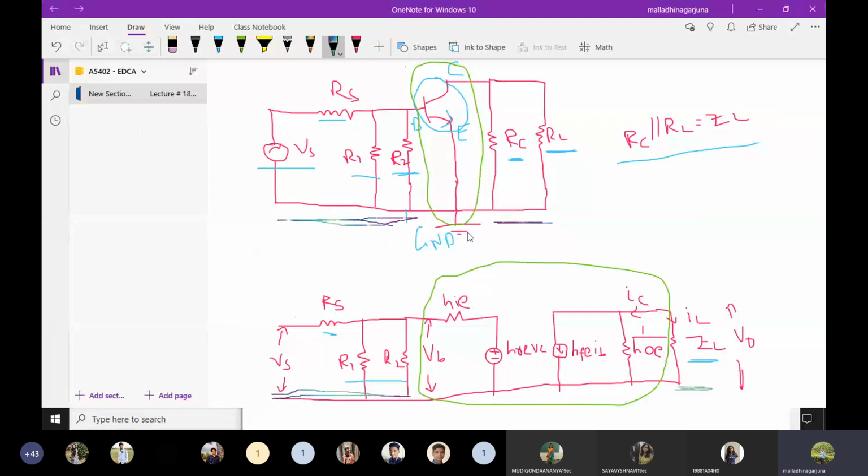So I just redrew the circuit. Note down the circuits.